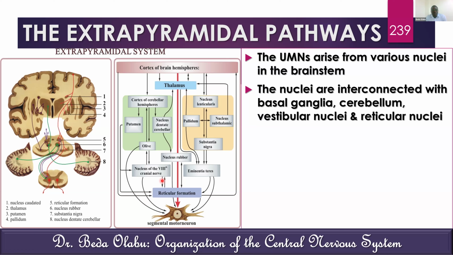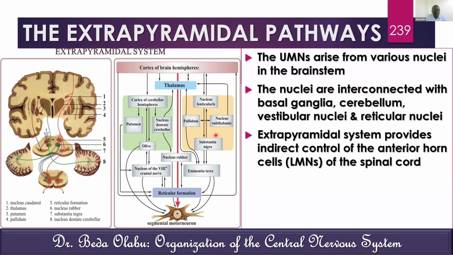The nuclei in the brainstem that give you the extrapyramidal system are interconnected with other nuclei. For example, they have connections with the basal ganglia. They have connections with the cerebellum, in particular. You may also include the vestibular nuclei and reticular nuclei. So they have connections with those ones. So there is a lot of interconnection.